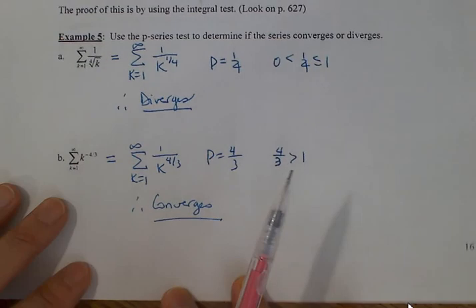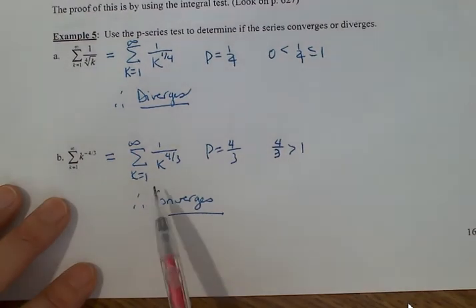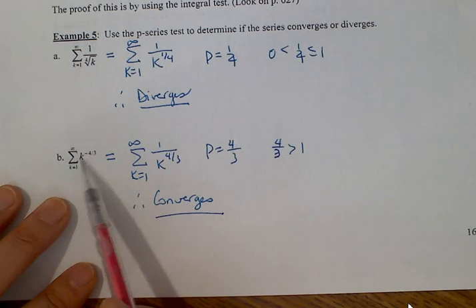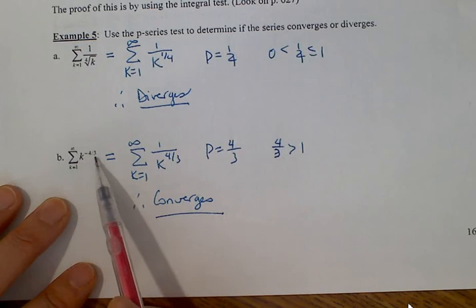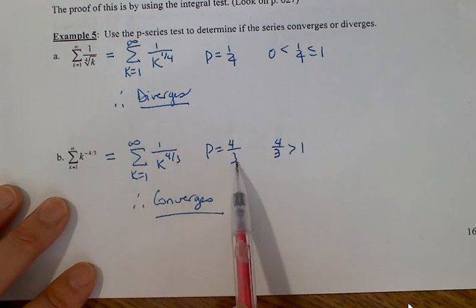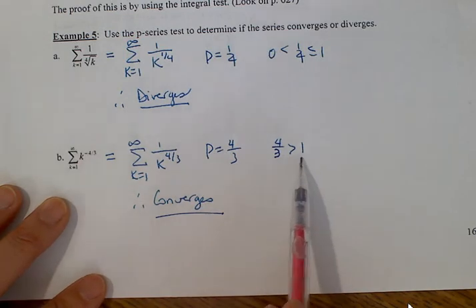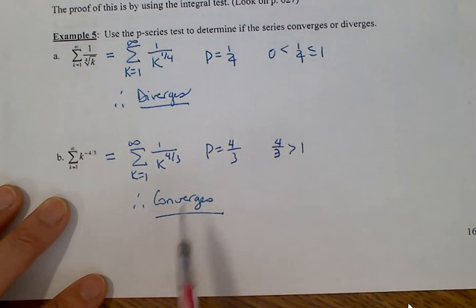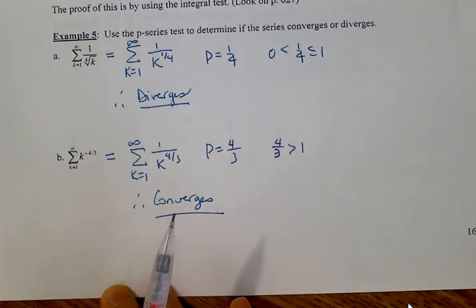Okay, and then for the next one, we have k raised to the negative 4/3. So I can rewrite this as 1 over k to the 4/3. So p is equal to 4/3, which is greater than 1. So this one converges. So this is a nice test because it's very quick and simple.